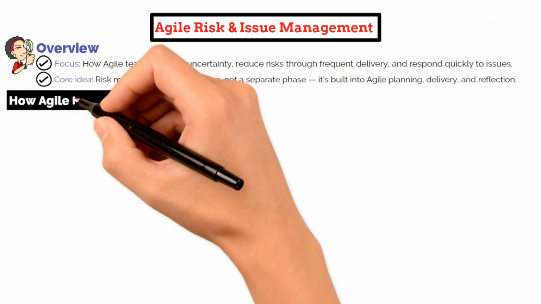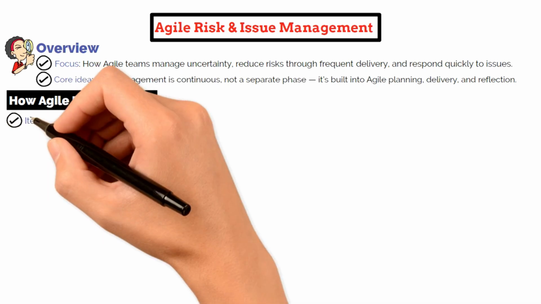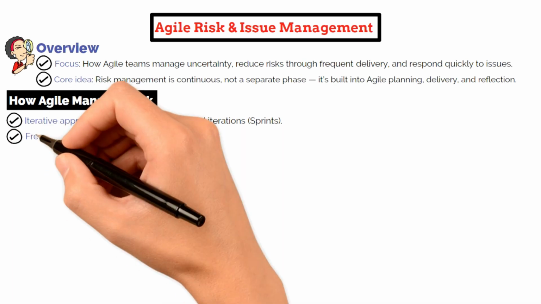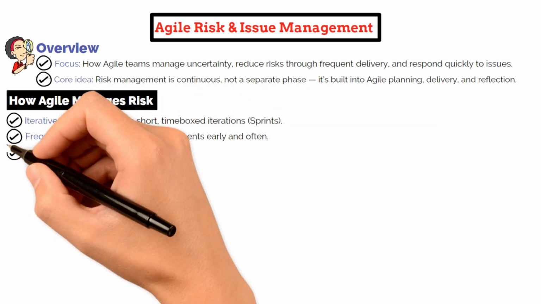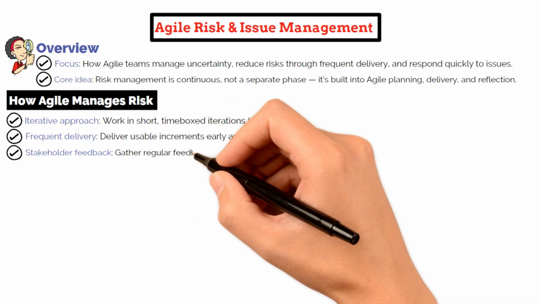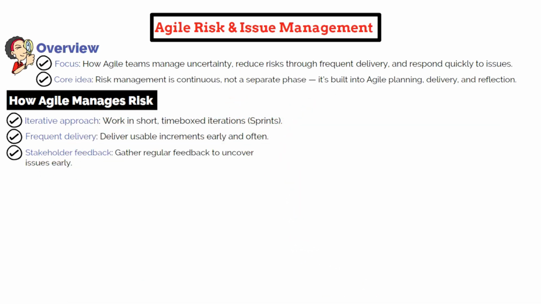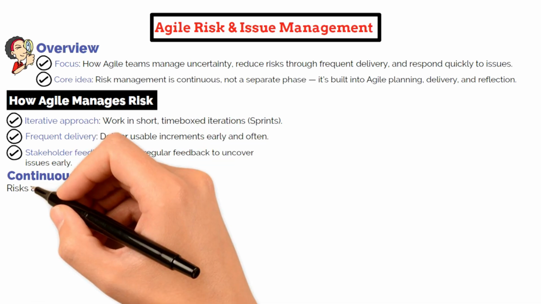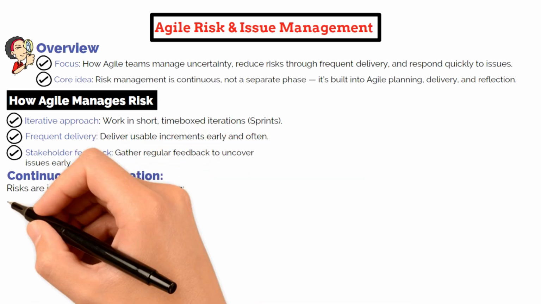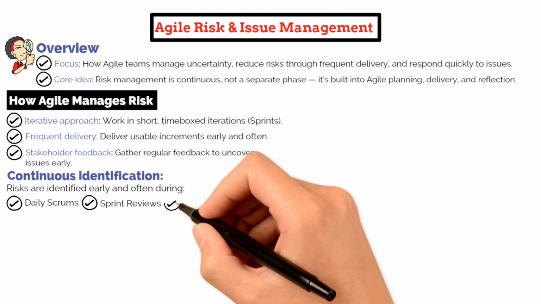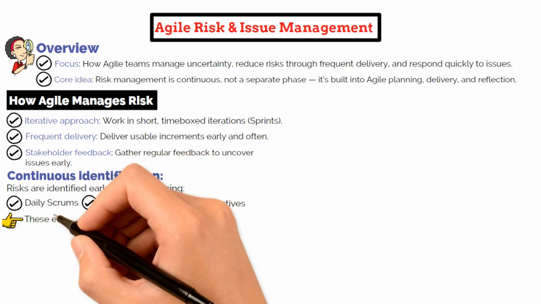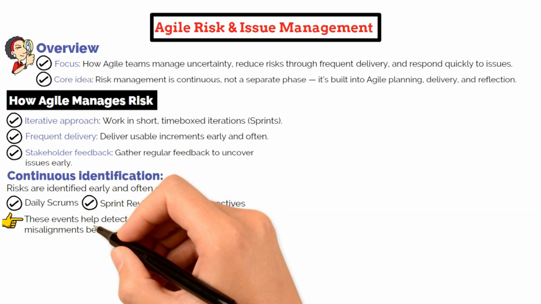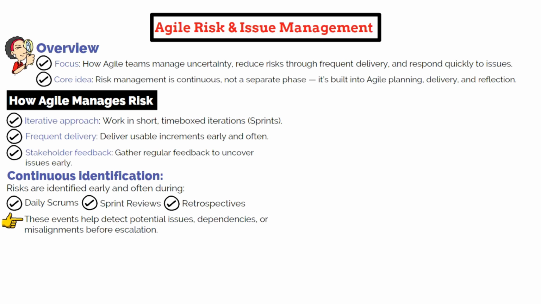Rather than predicting every risk up front, Agile teams minimize exposure by working in short, time-boxed iterations, delivering usable increments early, and gathering frequent stakeholder feedback. This approach reduces uncertainty and uncovers issues before they grow. For the PMP exam, you should understand that Agile teams identify risks early and often during daily scrums, sprint reviews, and retrospectives. These touchpoints create opportunities to spot potential problems, dependencies, or misalignments before they turn into bigger issues.